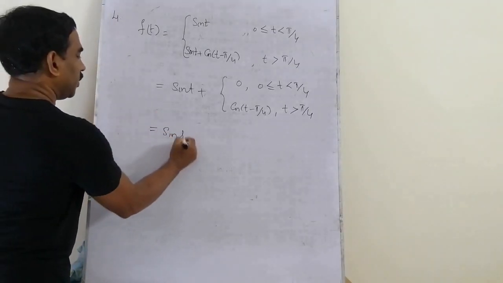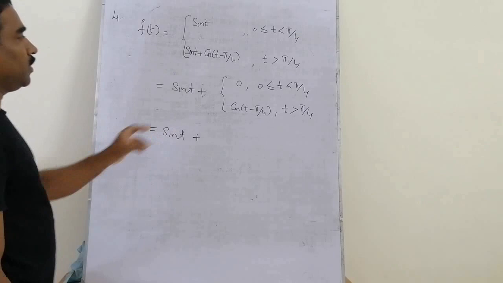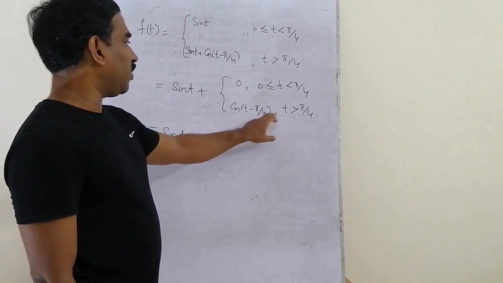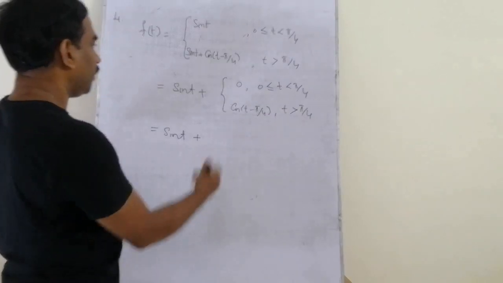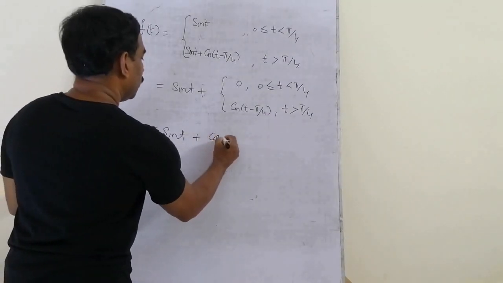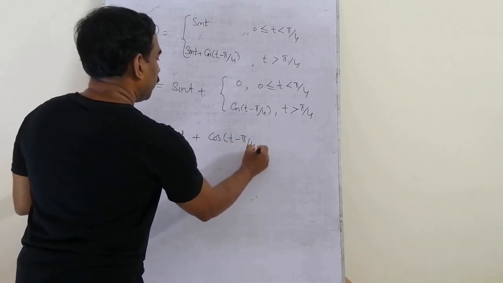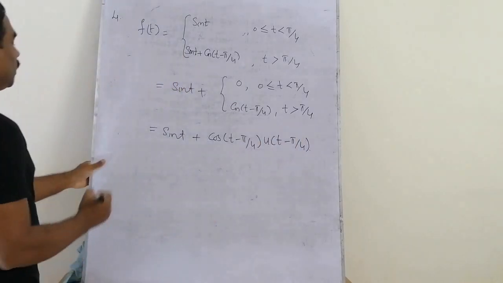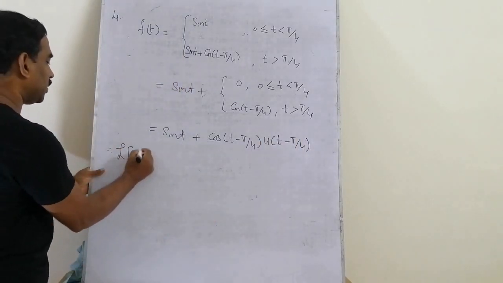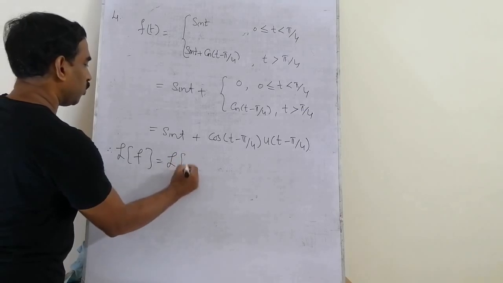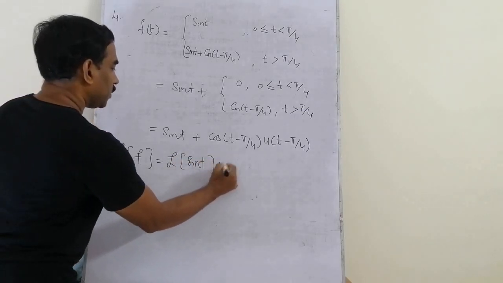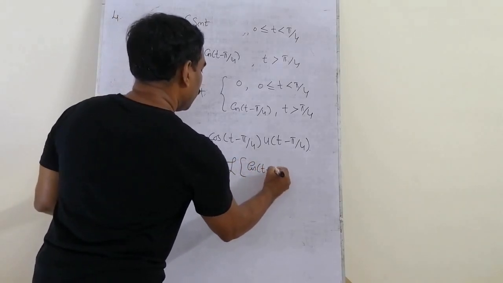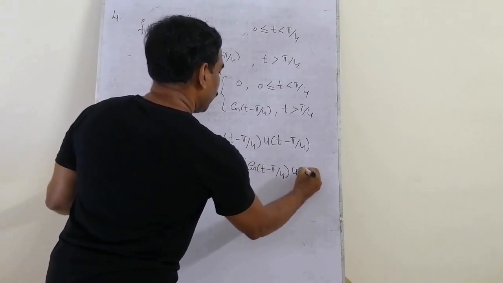Again we can simplify that expression, and what is this piecewise function? It is 0 for 0 to pi by 4 and it has the value cos of t minus pi by 4 after pi by 4. So we can combine with the unit step function. This is equivalent to the shifted function cos of t minus pi by 4 into u t minus pi by 4. Therefore, the Laplace transform of f t is equal to Laplace transform of sin t plus Laplace transform of the shifted function cos of t minus pi by 4 into u t minus pi by 4.